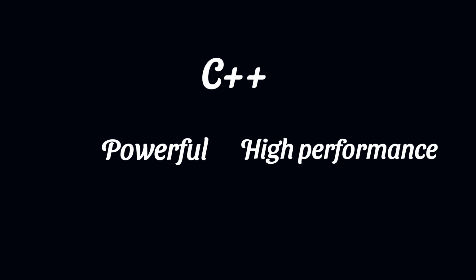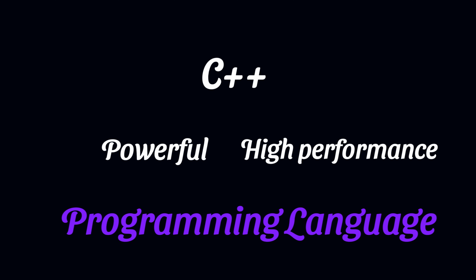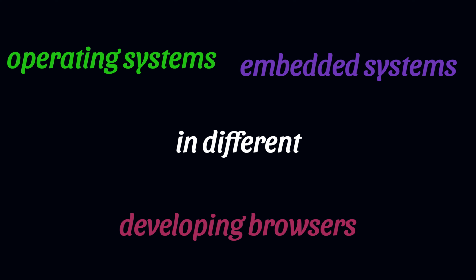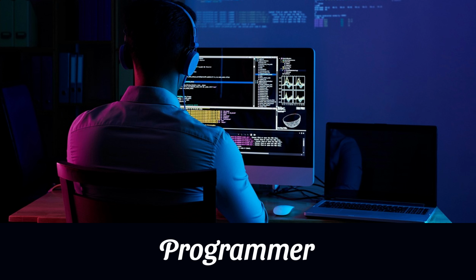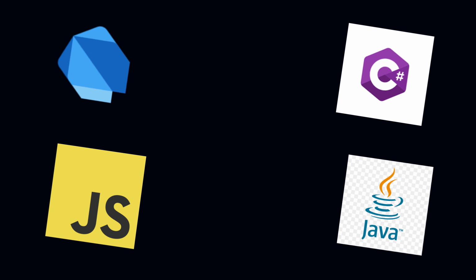Then, why should you learn C++? C++ is a powerful and high-performance programming language that has been there for decades. We use C++ to create a lot of applications in different domains. C++ can be used for everything from game development to system programming. Learning C++ will give you a deep understanding of how computers work, and at the same time make you a better programmer in any programming language.